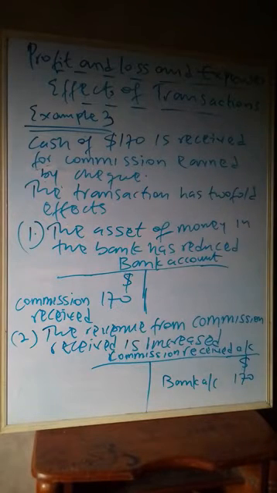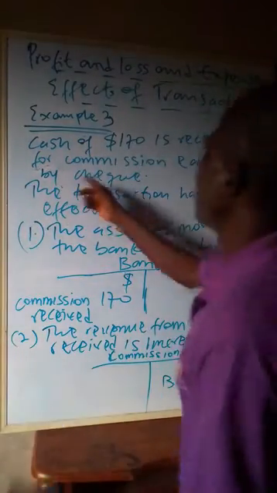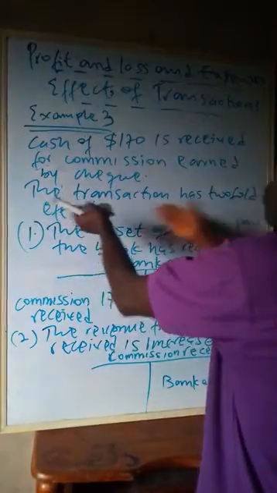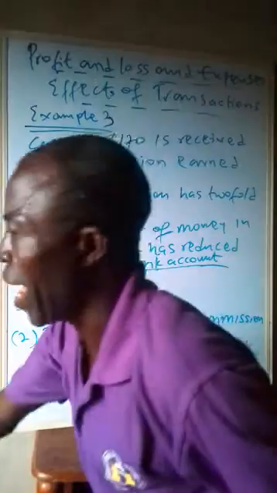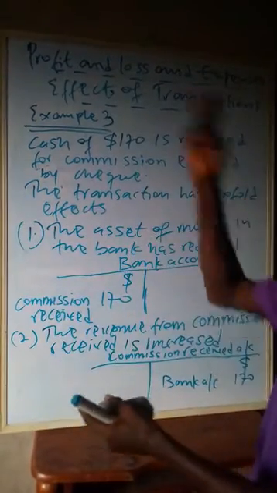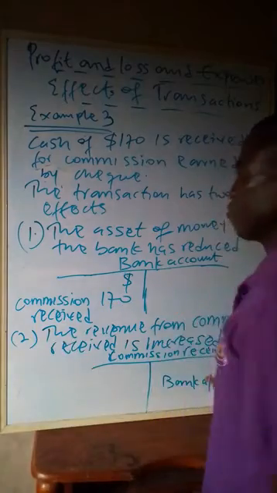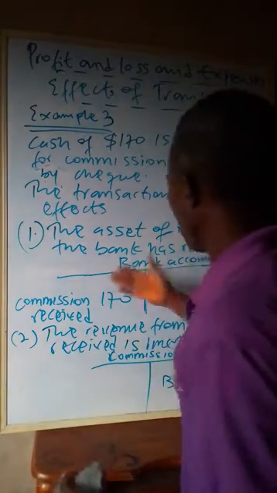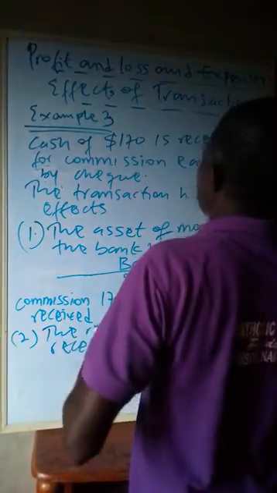So that is that. Let's go to the next one. Cash of $170 is received for commission earned by check. The transaction has a twofold effect. This is a transaction: the buyer and the seller, they buy, they sell. It involves two separate accounts. That is double entry. So the effect on the asset and the effect on the revenue.